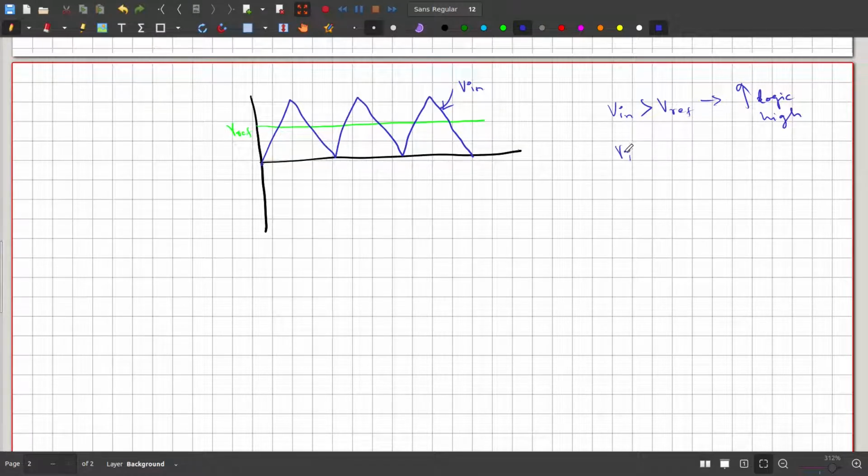If our input voltage is less than V reference, we have a logic low. Logic high means 5 volts, logic low is 0 volts. That's the difference. So let's see how the output looks.